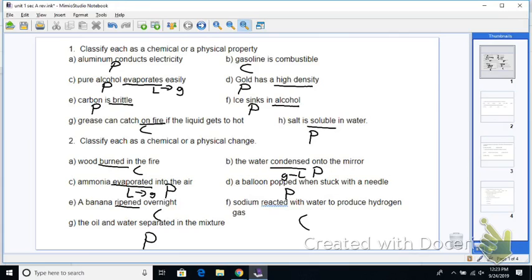Okay, so the wood burn, chemical. We know it's giving off heat. Water condensing is just changing the state from gas to liquid. Ammonia evaporating. Going from a liquid to a gas, that's a physical change, change of state. Balloon popped, it just separated. Ripening means it's chemically changing inside. Reacted, right there, reacted. And it produces gas, bubbles, chemical. And then the oil and the water separated, that's physical.